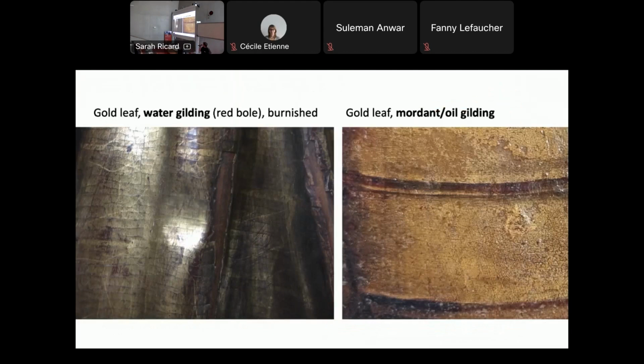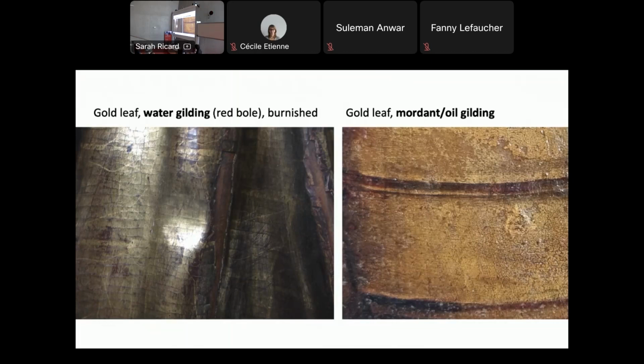Now, if we try to see how this technique can be differentiated in painting, well, water gilding, especially when it's burnished, is easily recognizable from the specular reflection that you can get from seeing the surface in different conditions. Water gilding is also often recognizable by the red bole, and since the gold leaf is very fragile, you often have this red impression underneath. And you can often see the red bole, which is a strong indication in favor of water gilding on gold.